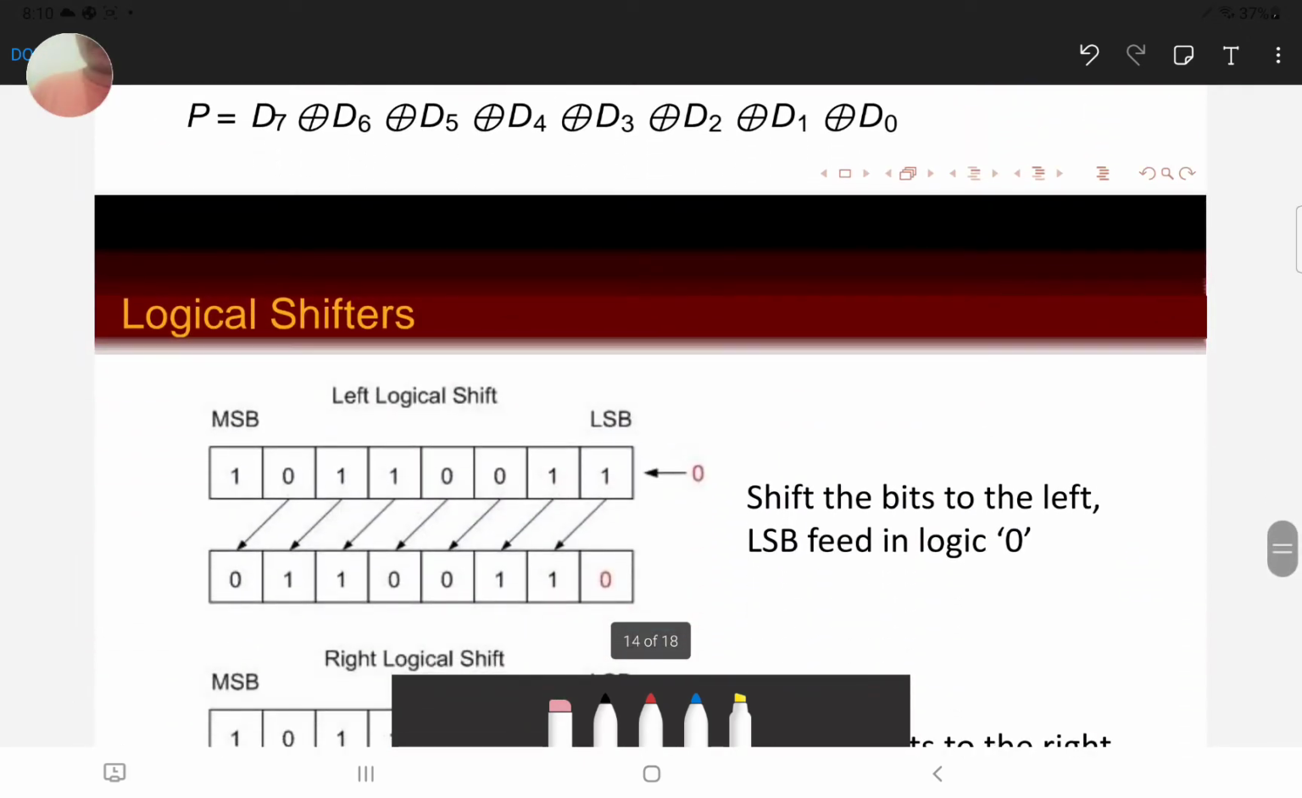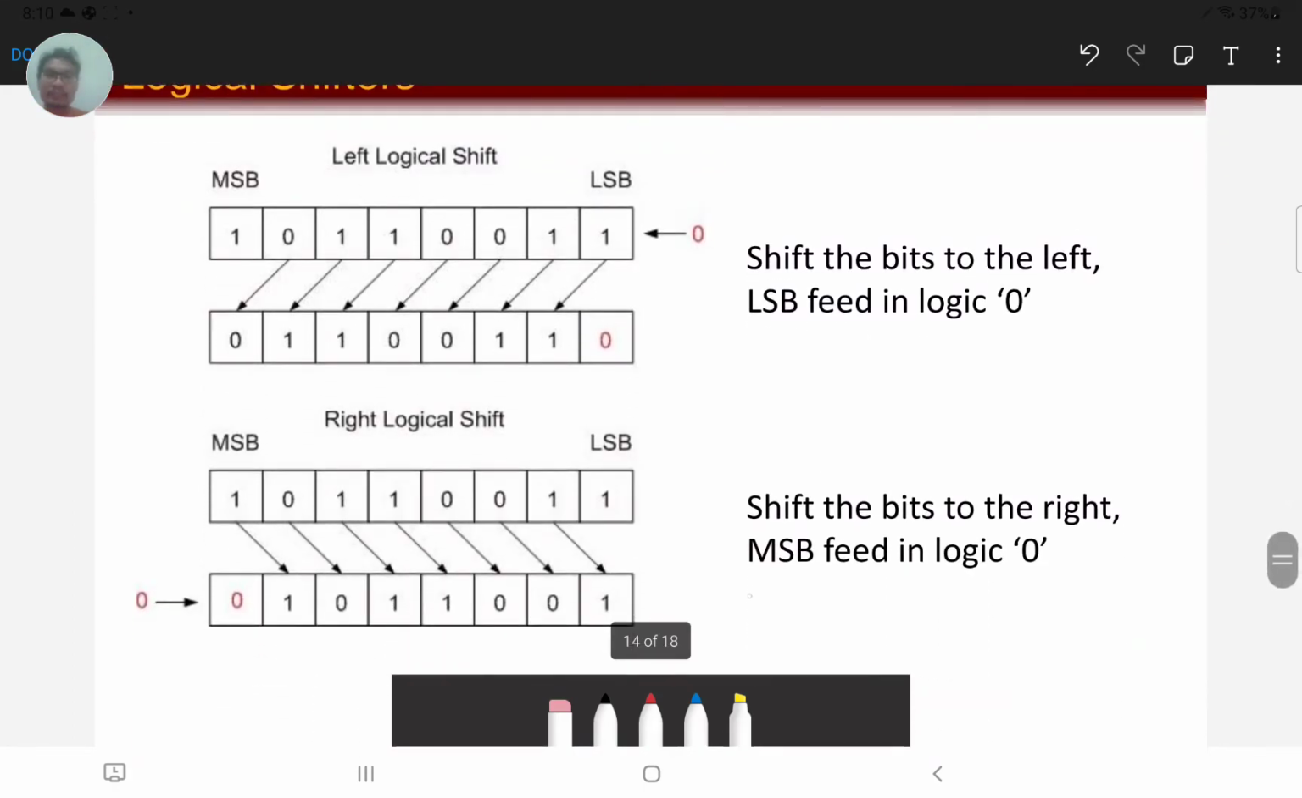So let's move on to our last topic on the logical and arithmetic shifters. A shifter basically takes in an n-bit number and shifts it to the left or to the right. For this example, we're going to see a left logical shift, and we also have the right logical shift.